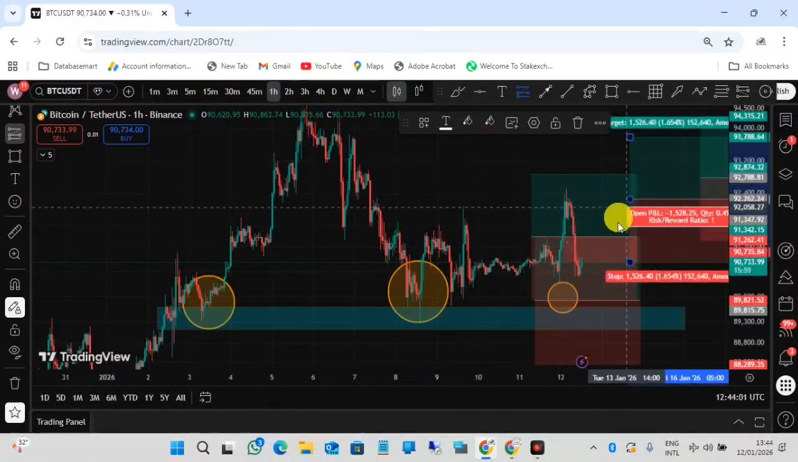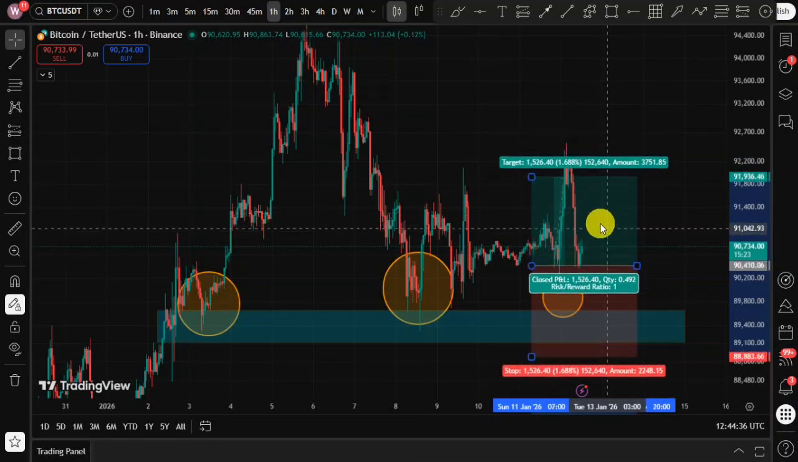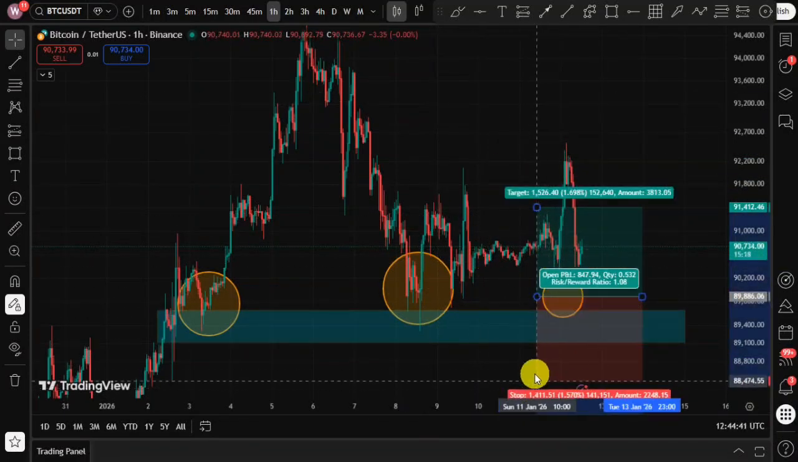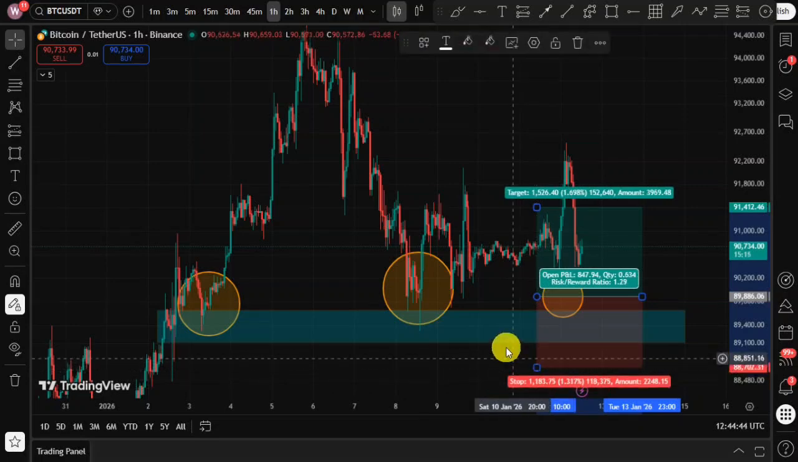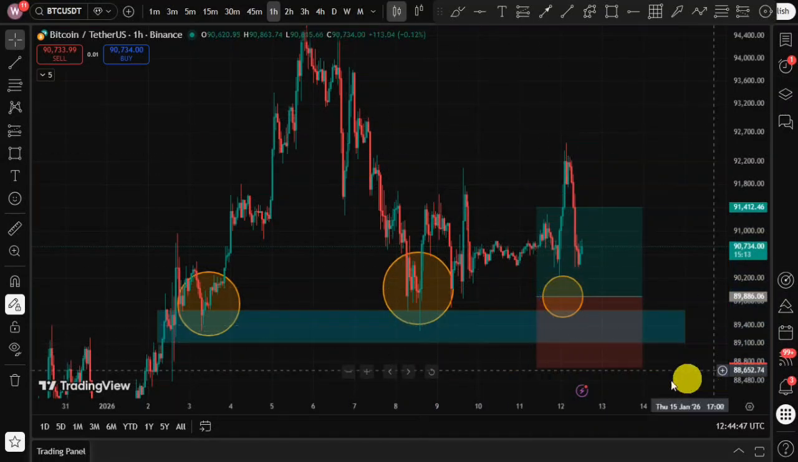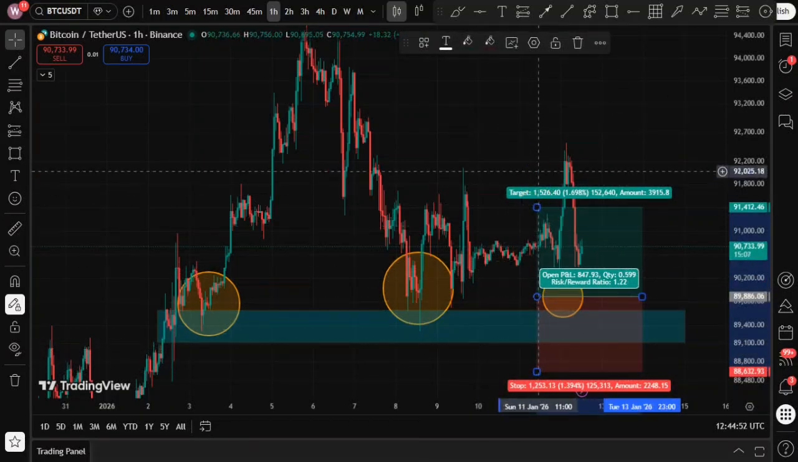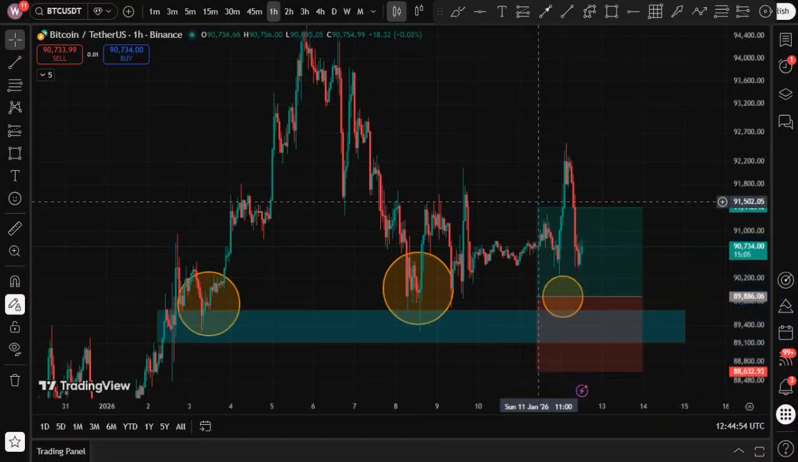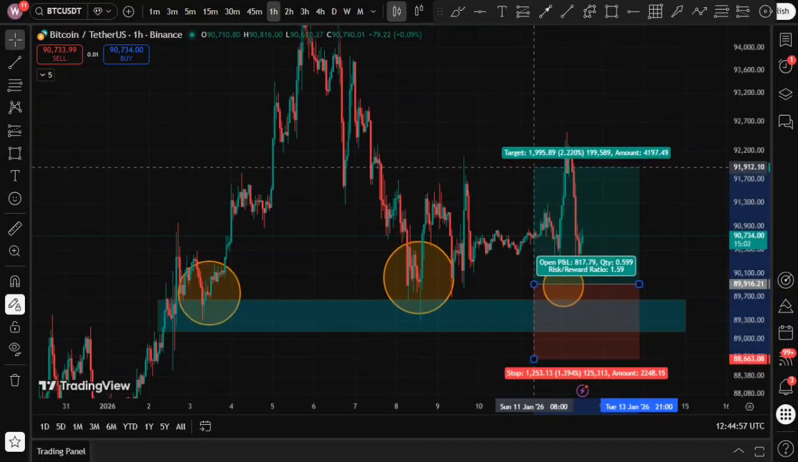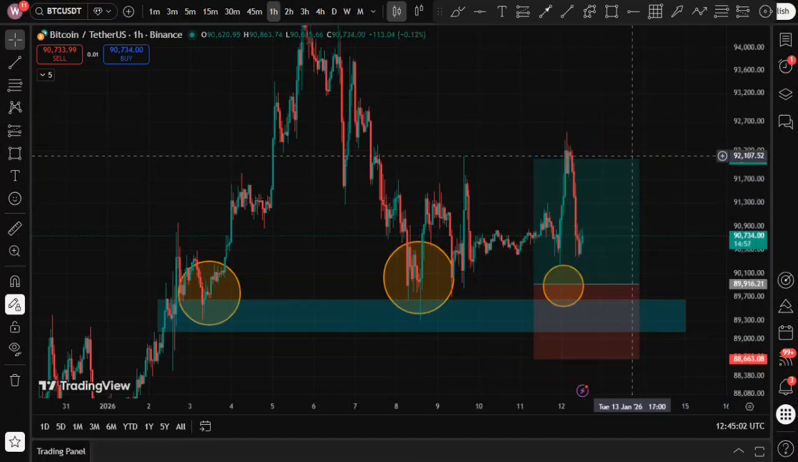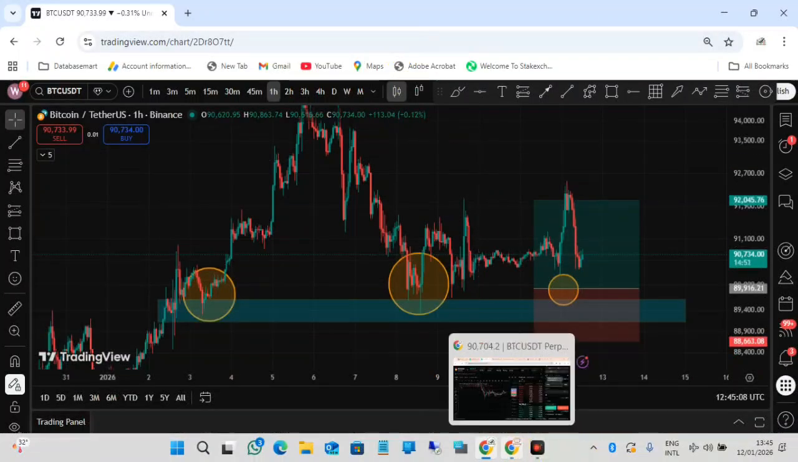Let me show you very well so that you can understand what I mean. This is where I want to enter, around this level. Then my stop loss can be around 88,700, or 88,600, I'm okay with that. My take profit should be on this recent high, around, let's say, 91,500. That is the area where I want to take my profits right now for you guys.